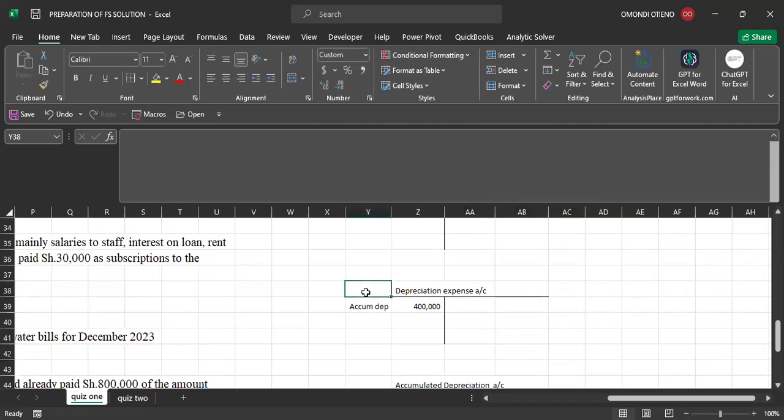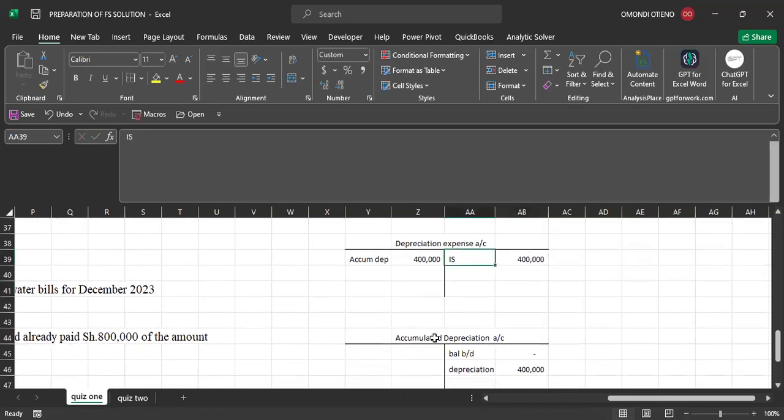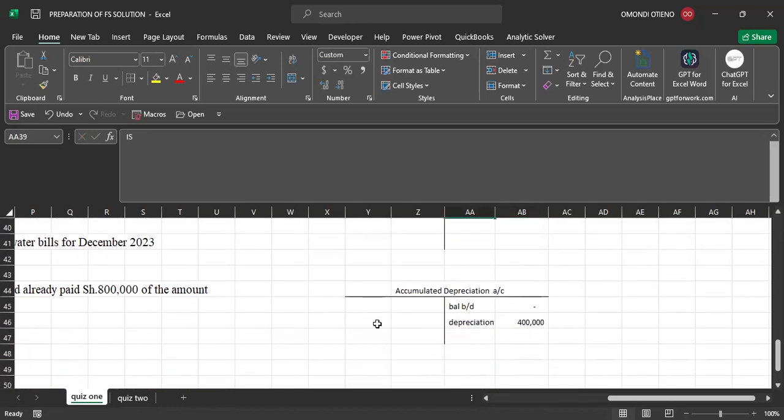Now somebody is wondering, how will we deal with this to the income statement account? Remember, this depreciation expense account will be closed to the income statement. Assume this is the only asset we could have indicated. We are going to indicate income statement, then we have 400,000. So it will not have any closing balance. We take it to income statement. This provision for depreciation, we are going to close it and take it to reduce the value of the asset.